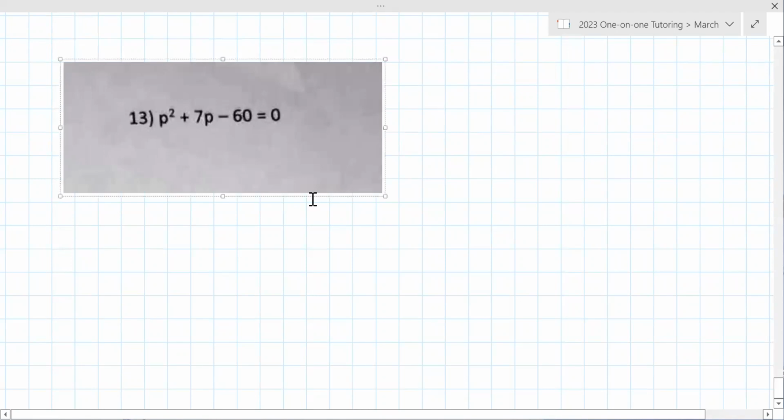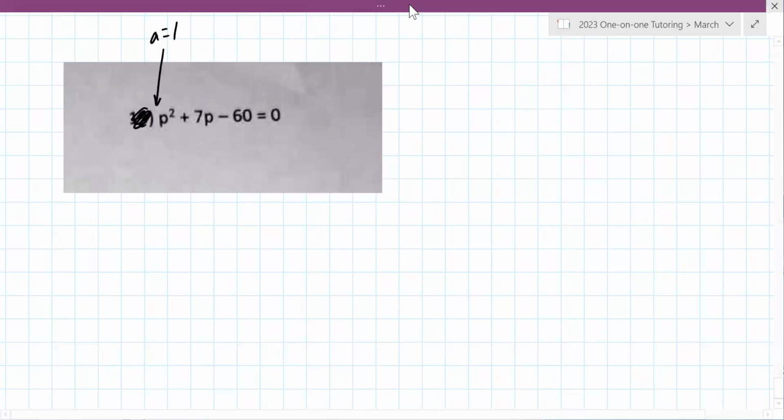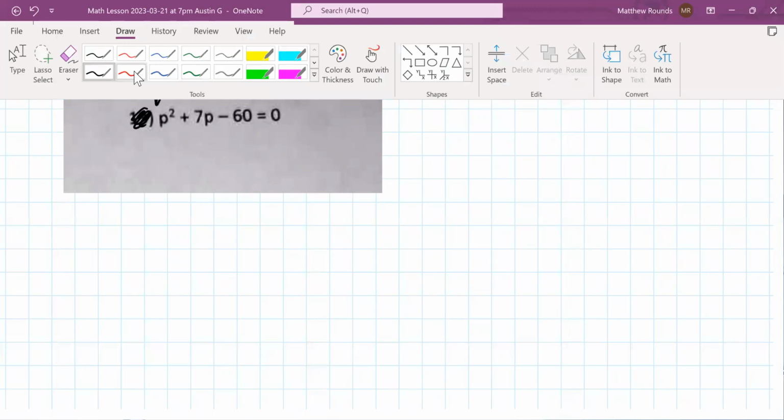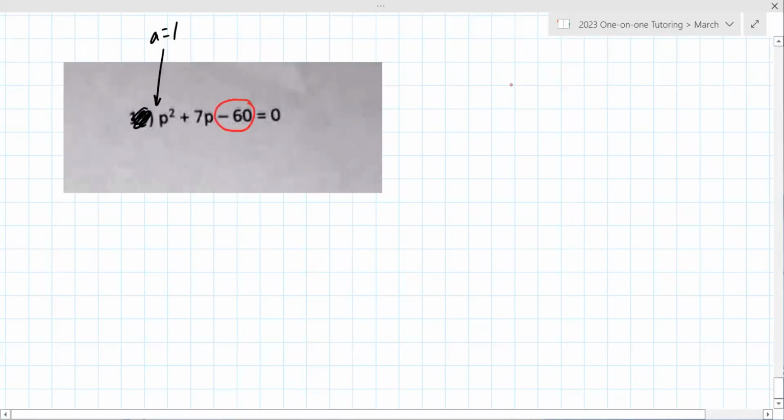All right, so a equals 1 refers to what's in front of the first letter there. There's really a 1 in front of the p squared, which is not written. When it's in this form, you look at the last number here, minus 60. And you're looking for two numbers that multiply to minus 60, but then add up to positive 7. So you have to write all the possible combinations or be a really good guesser to come up with them.